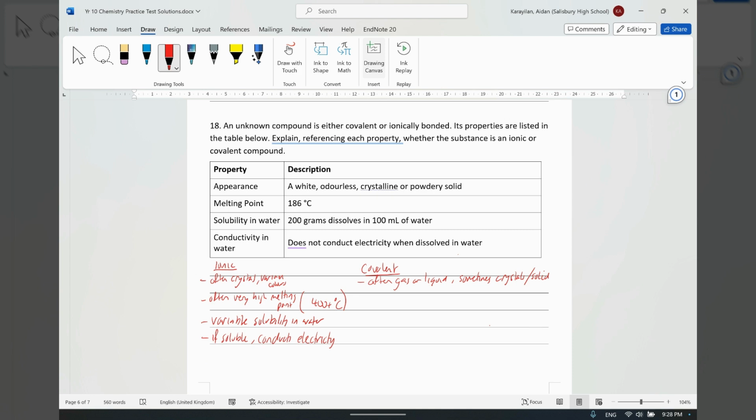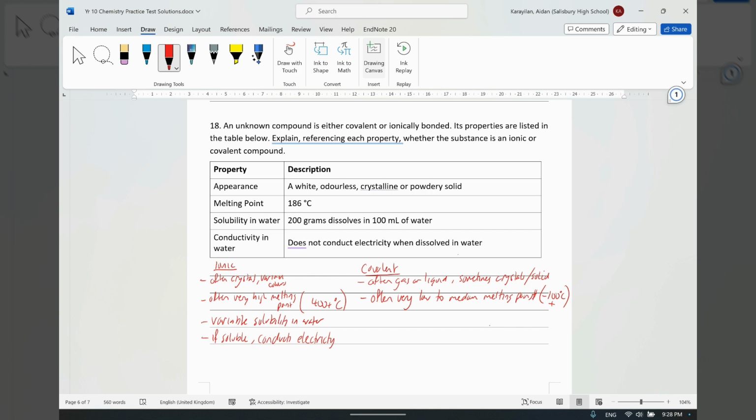Cool. So next we have our melting points. So often very low to medium melting point. So probably like negative 100 degrees plus. So it could be negative 100 degrees or more. Could be negative 50, could be 0, could be 100, but generally a bit lower.